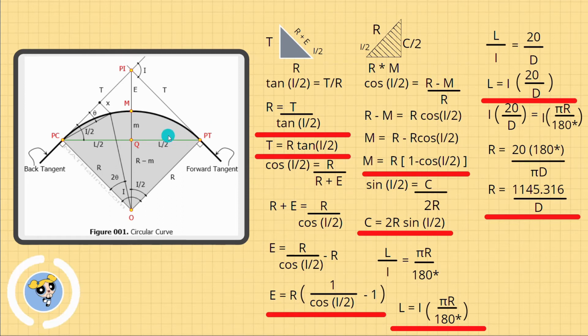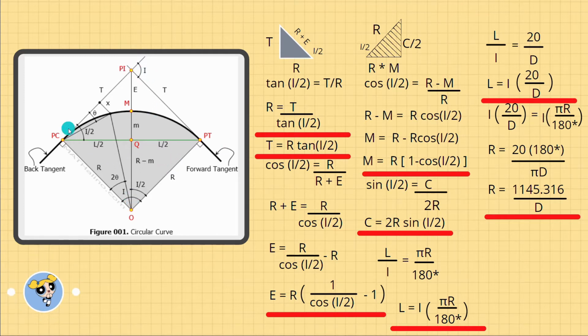The relationship of the tangent to our angle I over 2 is opposite, while the radius to the angle is adjacent. Therefore, we will use the TOA. So tangent of I over 2 is equal to T over R. To find the radius, we get the formula R is equal to T over tangent of I over 2. So this is our formula for our radius. However, to get the formula of the tangent, we have T is equal to R multiplied by tangent of I over 2.